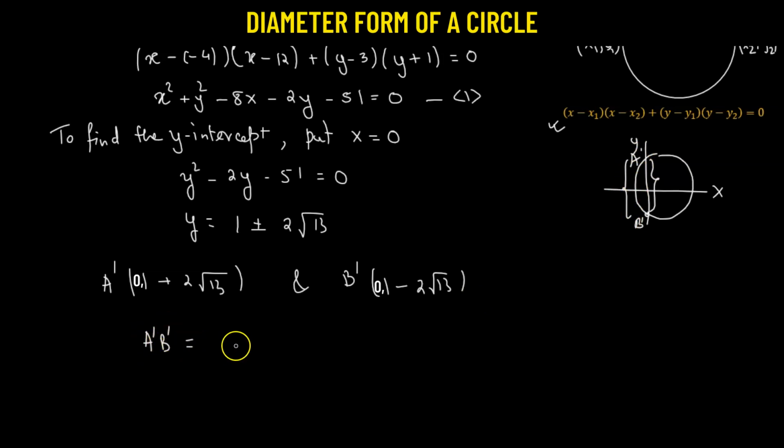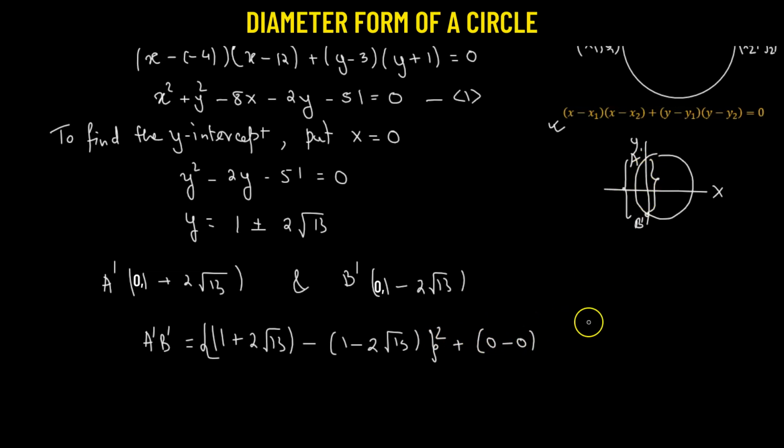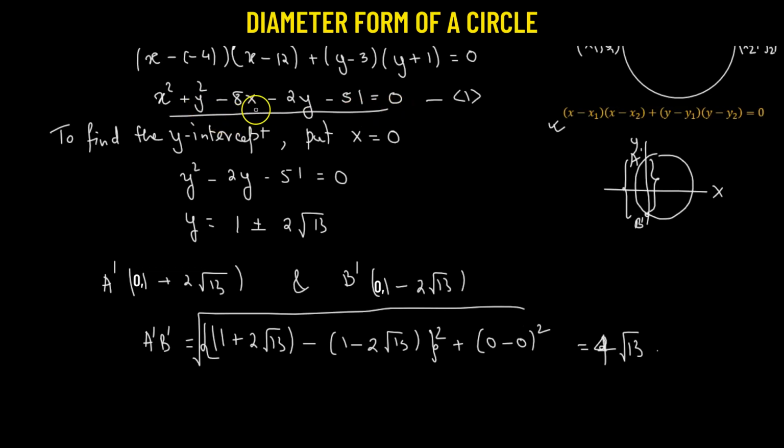So this will simply be equal to the square root of, we have (1 plus 2 times square root of 13 minus 1 minus 2 times square root of 13), which is the difference of the y coordinates. We square it and add it to the difference of the x coordinates squared. The x difference is simply 0 because we are calculating the y-intercept. Then we take the square root. Finally, this value is equal to 4 times square root of 13. This is the y-intercept, and the equation of the circle is x squared plus y squared minus 8x minus 2y minus 51 equals 0.